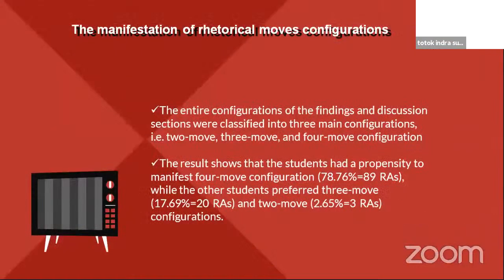And then the next is another finding. We still talk about research question 1: the manifestation of rhetorical move configurations. The entire configuration of the finding and discussion sections was classified into 3 main configurations: 2 move, 3 move, and 4 move. It is very interesting. We want to see whether the students use only 2 moves, 3 moves, or a total 4 move configuration.